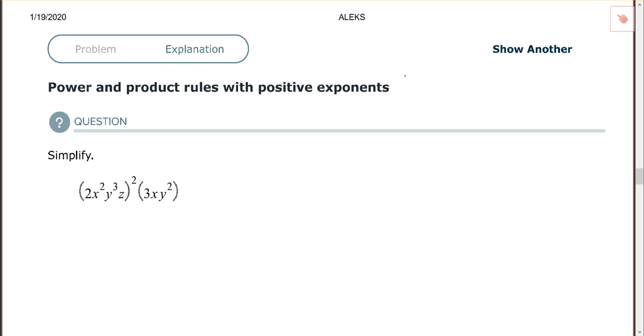All right, so the next concept, again, you may want to pause the video here and write down the concept and the problem. Power and product rules with positive exponents. All right, so the first thing that I see, there's nothing that I can simplify inside either one of the parentheses, but I have this exponent here, a squared outside of that first parentheses, so I need to raise everything in there to the second power.